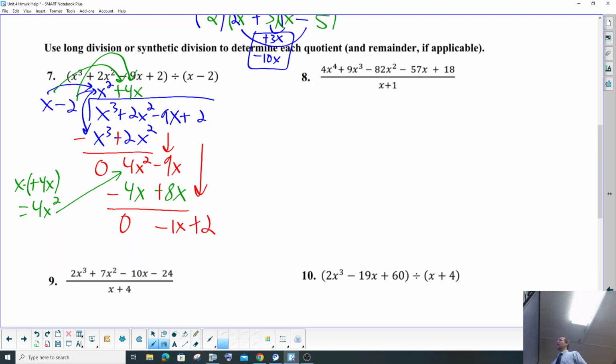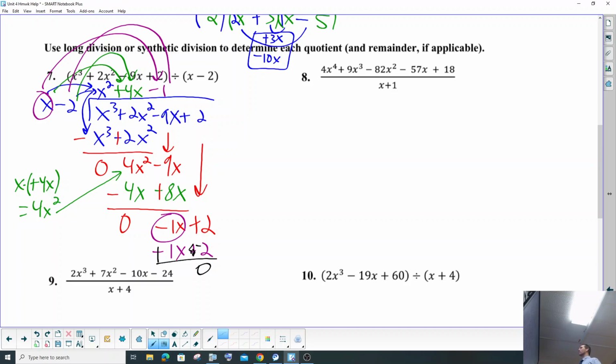Okay, so then how does x become a negative 1x? Well, if we times it by a negative 1, x times negative 1 is negative 1x. And negative 2 times negative 1 is a positive 2. And then we change the signs, and those cancel out. Remainder 0.